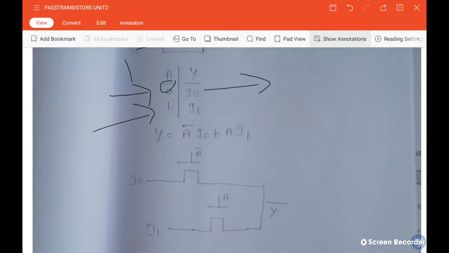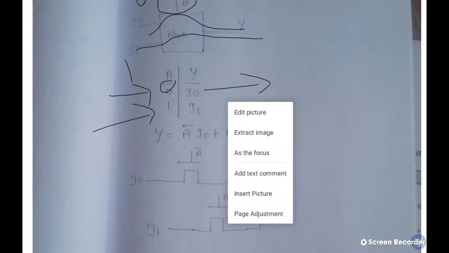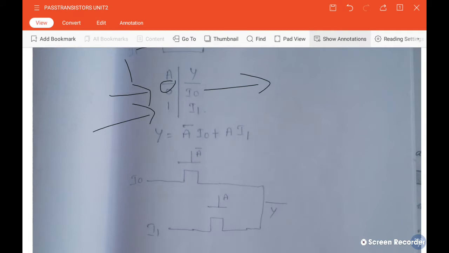Generally, a multiplexer circuit requires many gates and logical implementation. But with pass transistor logic, this multiplexer operation can be implemented with simply 4 transistors. Two transistors are given for I0 and I1, and two more transistors we are using for inverting the input. Now you can see how we construct the pass transistor circuit.